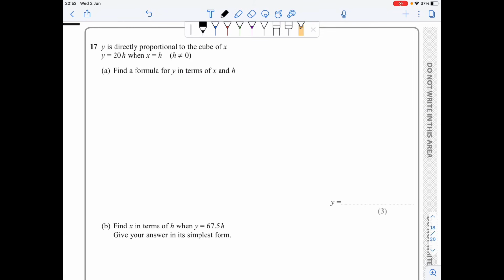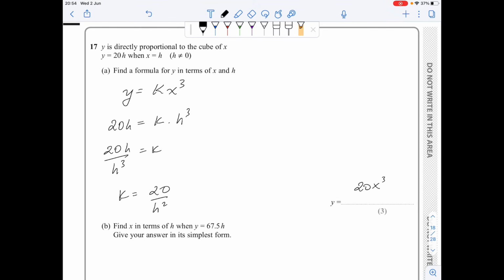In question 17, y is proportional to the cube of x, so y equals kx cubed. Let's substitute the values in. So 20h equals k times h cubed. So k is 20h over h cubed. So k is just 20 over h squared. So the formula is y is equal to 20x cubed over h squared.